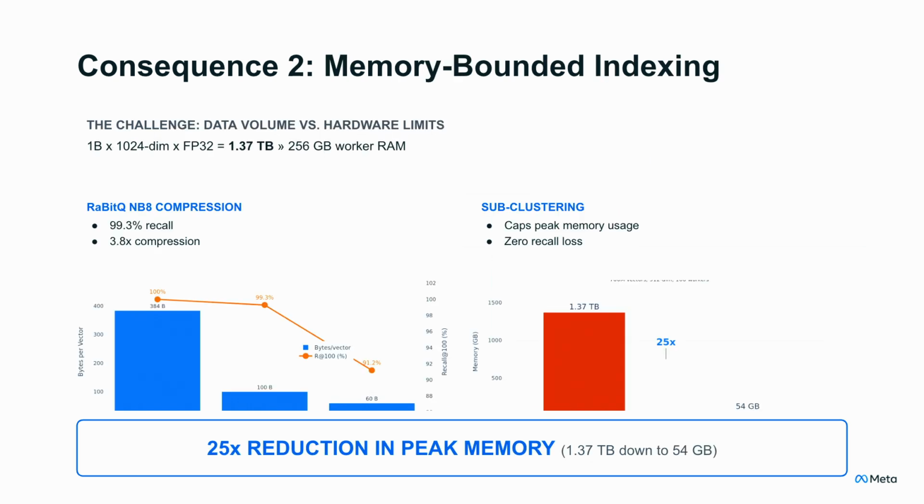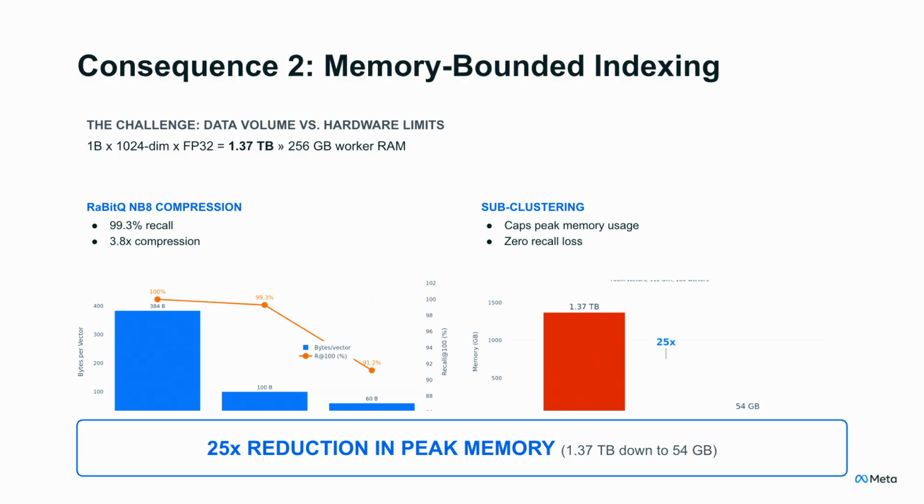The second consequence is a memory-bounded index. If you have a large table, let's say 1 billion rows, each with 1,000 dimensions, with 32 bits for each dimension, you have 1.37 terabytes. We employed 2 techniques. One is a new index type called RaBitQ. With RaBitQ, it gives us over 99% recall with about 4x reduction in index size.